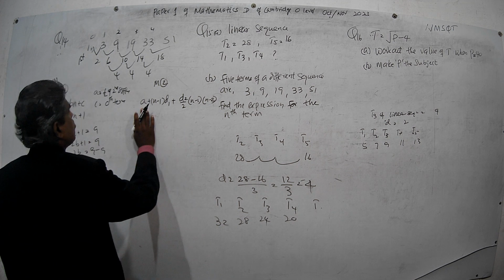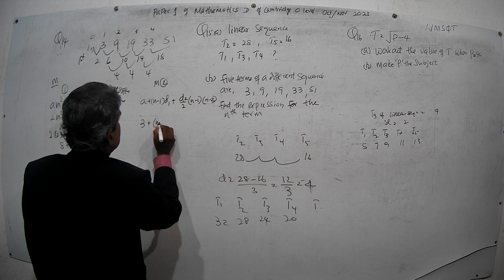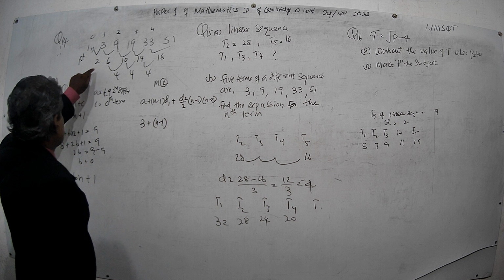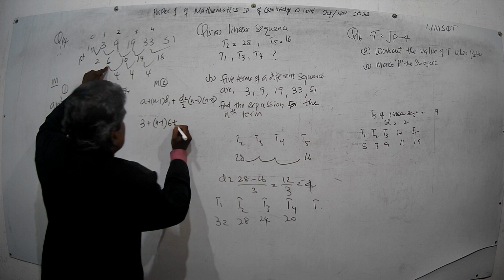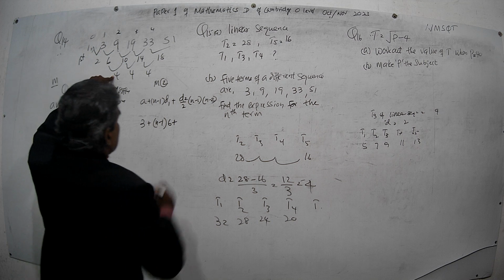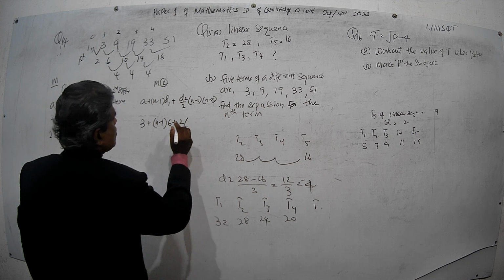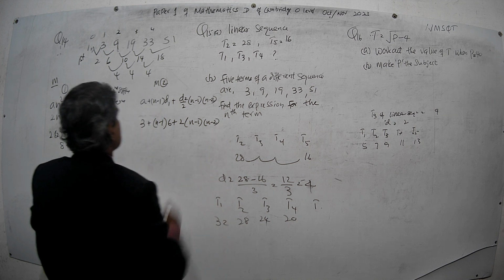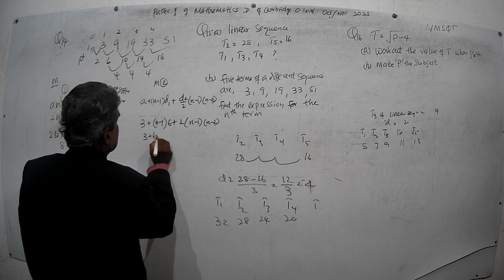Now using the other method, here a is the first term. The first term is 3, so write 3 here. Then plus n minus 1 times d1. D1 is the first difference, and the first difference is 6. Plus d2, the second difference, which is 4. 4 divided by 2 is 2, then times n minus 1 times n minus 2. Okay, now you simplify. Here 3, then 6n minus 6.